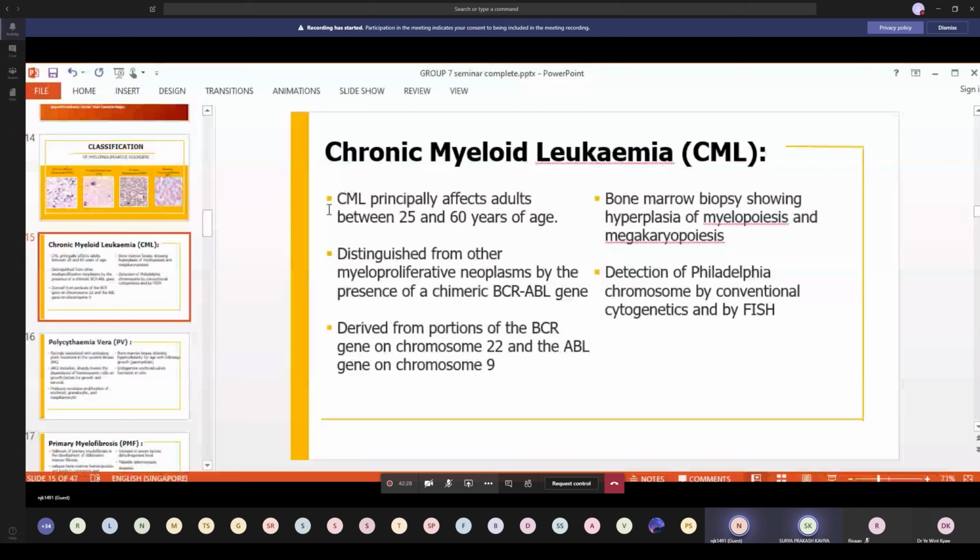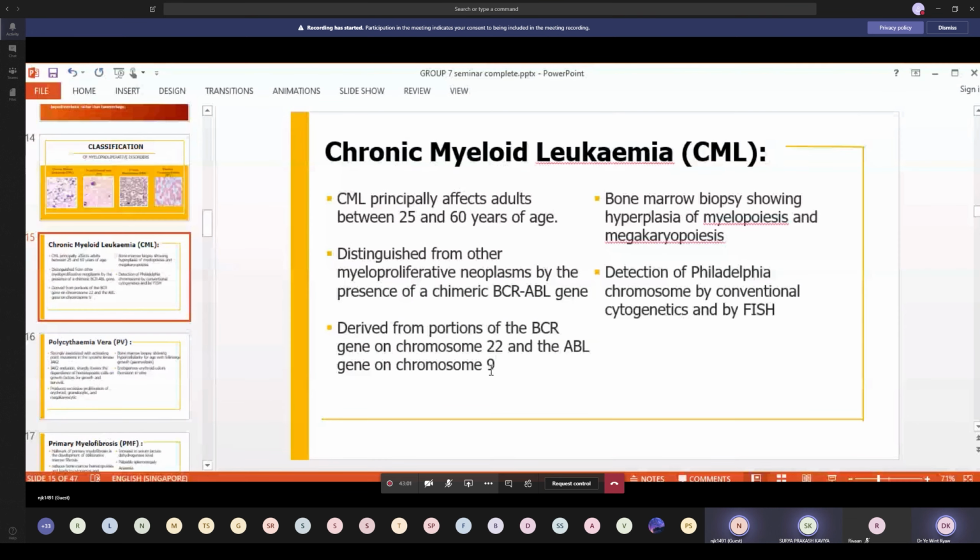Okay, CML is affecting middle-aged people. Chronic myeloid leukemia is distinguished from other neoplasms by the presence of the BCR-ABL gene. This may come up in the exam. If you see CML, you see this gene, derived from portions of chromosome 22 and 9. So it's chromosome 22 and 9.